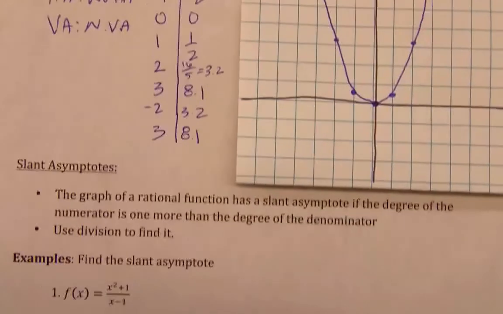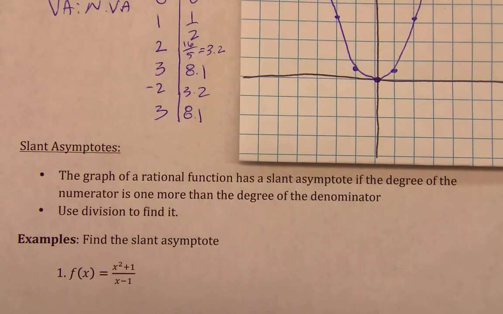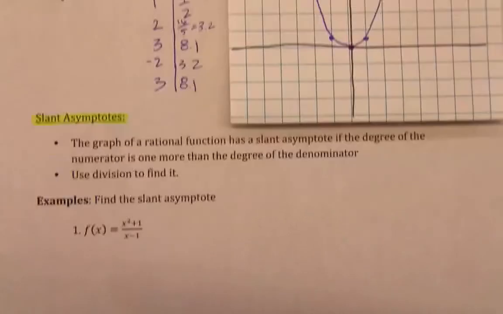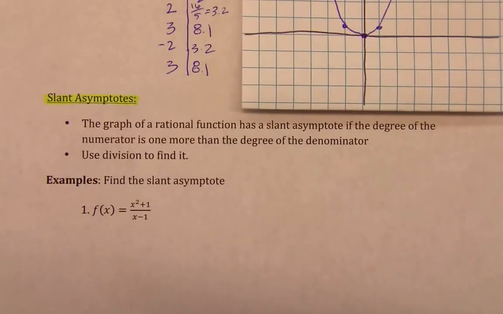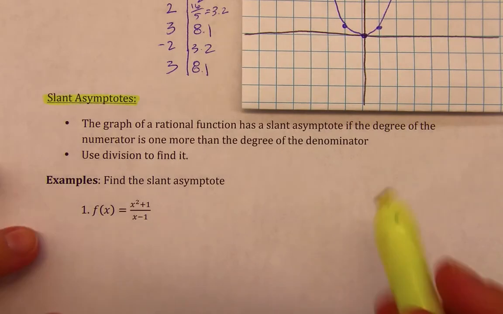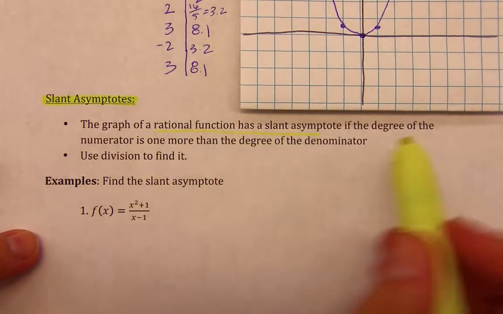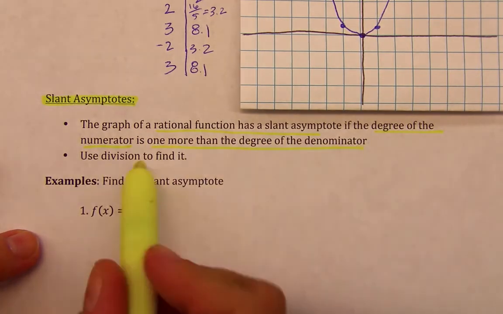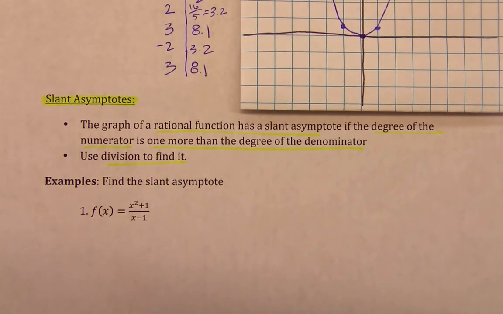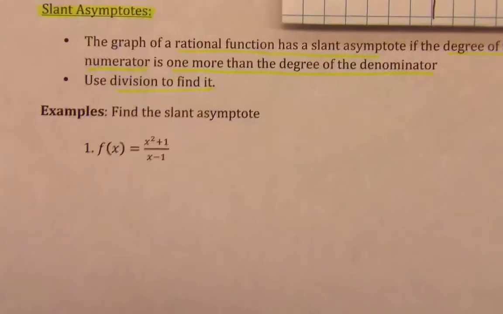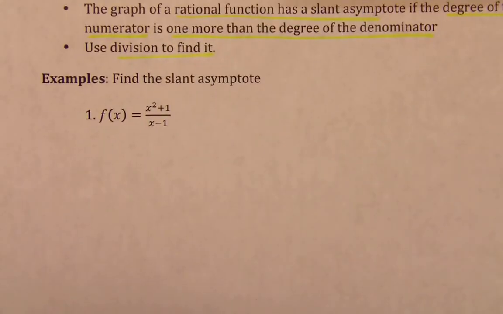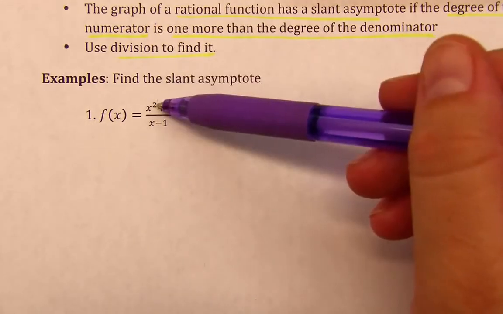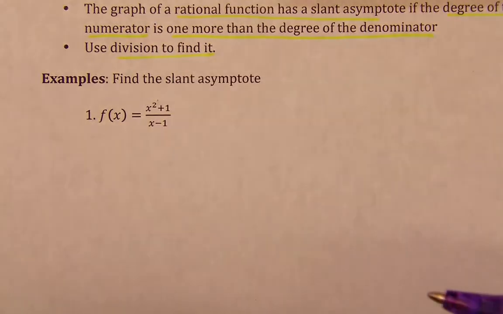Now, down below here, we have a little bit more information on different kinds of asymptotes. You may have never heard of a slant asymptote before, but it only occurs in one special situation. Slant asymptotes only occur if the rational function has the degree of the numerator one more than the degree of the denominator, and then you'll use division to find it. So, looking at this very last example for this section, we have the degree of the top is 2, the degree of the bottom is 1. That's one more up here than down here. So that means we have a slant asymptote.